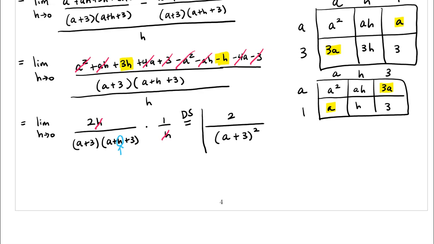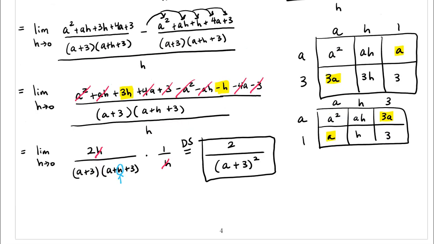So here is our final answer for this example. Just as a quick reminder, this is representing dy dx evaluated at x equals a, which is another way of saying the slope of the tangent line or the instantaneous rate of change when x equals a.